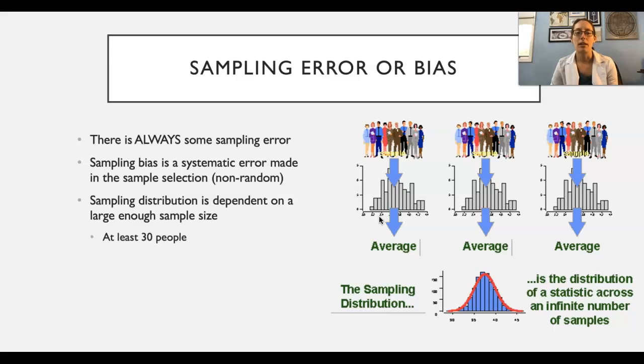Sampling distribution is dependent on a large enough sample size. So you can see here, this is our bell curve. If we can create enough people, we should end up with a bell curve type of sampling. And that's usually between 30 and 50 people as a minimum.